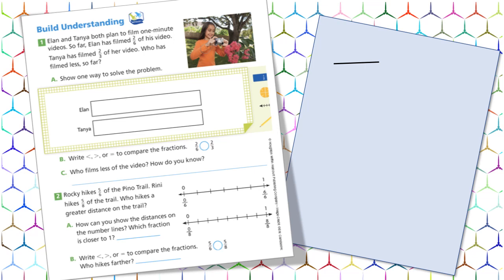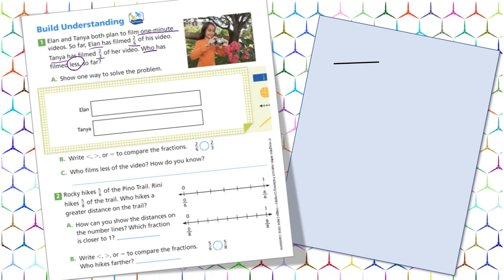Well, what is this problem talking about? I know that there's two people and they're each filming videos. I know that each of their videos are the same size because they're both going to be 1 minute each. I also see two quantities in my problem. The first quantity that I see is 2/6, and that represents how much video Alon has already filmed. And the second quantity that I see is 2/3, and that represents how much video Tanya has filmed. And the problem is asking us to find the person who has filmed less so far.